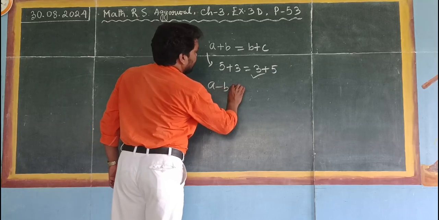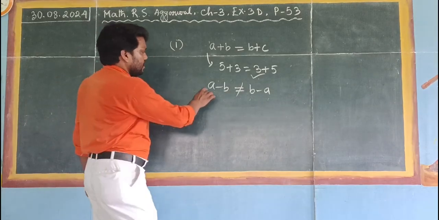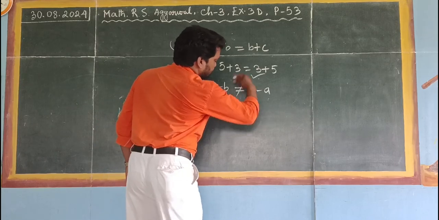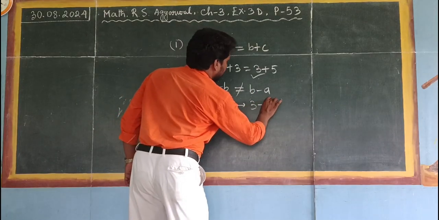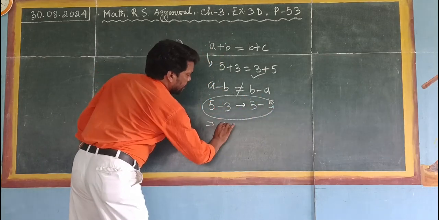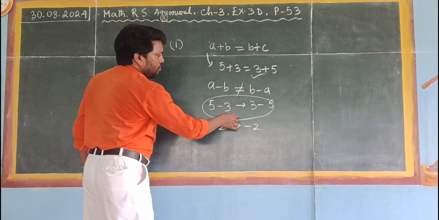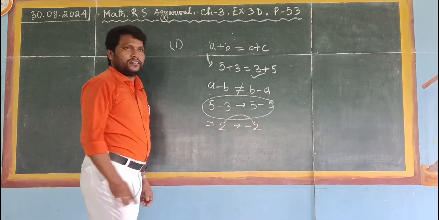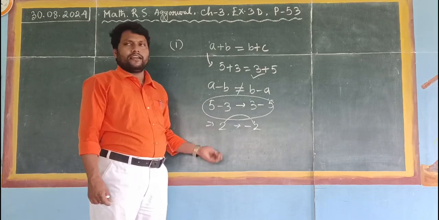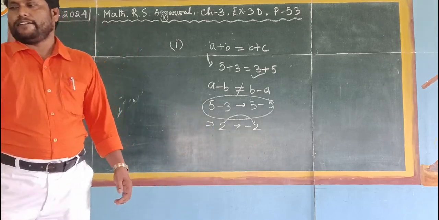But you cannot write A minus B as B minus A. Why? Suppose A is 5, B is 3. If you reverse the values, 3 minus 5, are they equal? No. Because the left hand side is 2, and the right hand side is minus 2. That means the left hand side of the equal sign is the additive inverse of the integer. It is an integer, so it cannot be written.